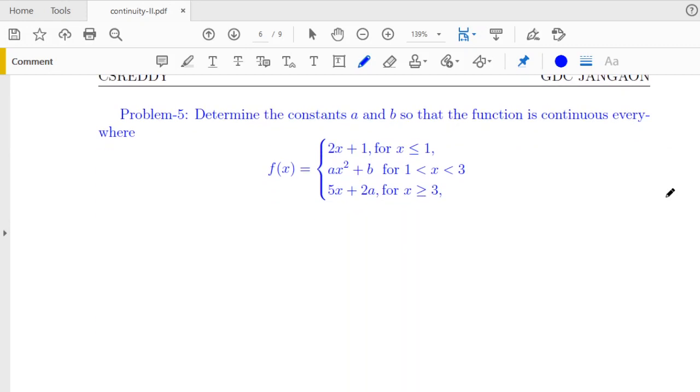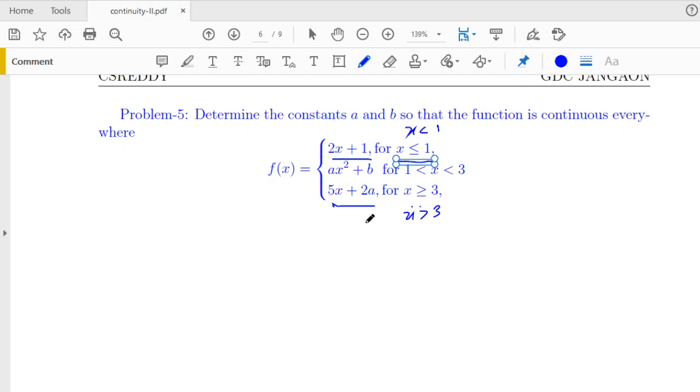Determine the constants a and b so that the function is continuous everywhere. Given that we have to find that the function is continuous everywhere. But we know that when x is less than or equal to 1, the function value is taken, this is a polynomial function. Every polynomial function is continuous everywhere. Therefore, when x is less than 1, the given function is continuous. And when x is greater than 3, this is also a polynomial function.